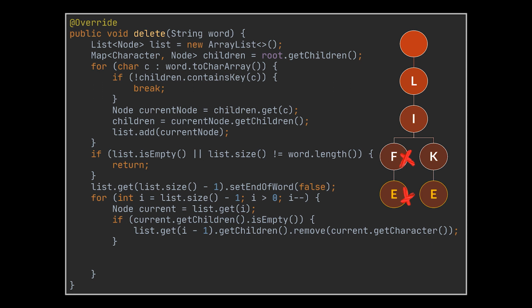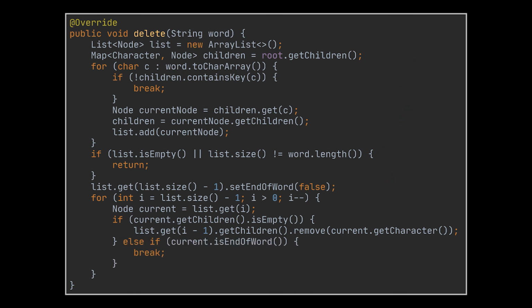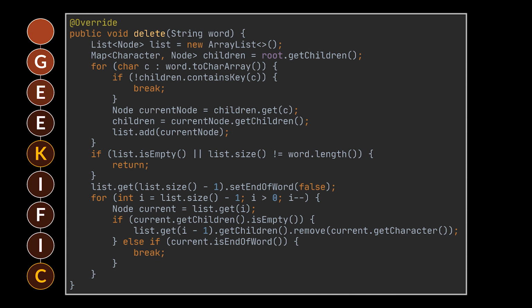The last thing we need to do here is check if the node we have is marked by an end of word. And if that is the case, then we have to break out of the loop. Why is that? Well, let's go back to our previous example and suppose we were removing geekific instead of geek. We will start by setting the end of word boolean to false on the character C. Then go inside the for loop and delete the C, then the I, then the F, then the second I.